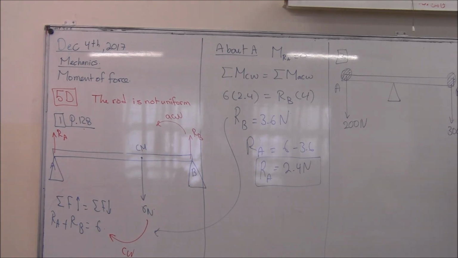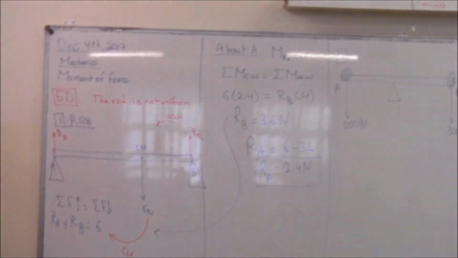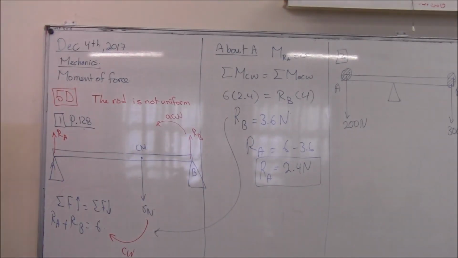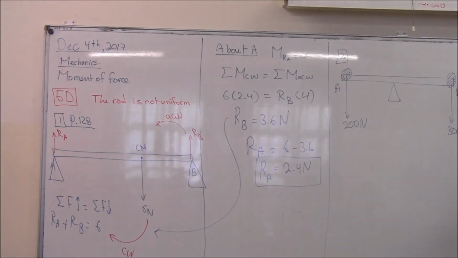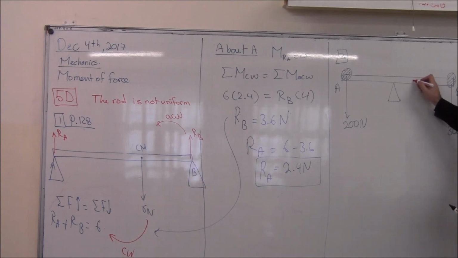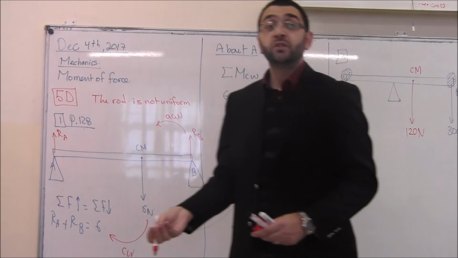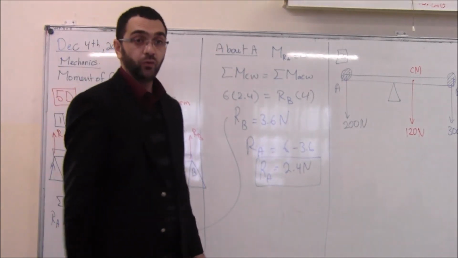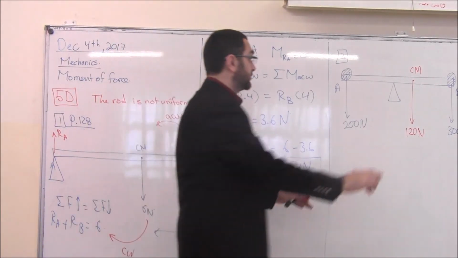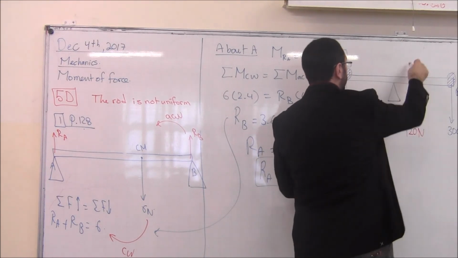By modeling the plank as a rod, we have to find the center of mass. We are not given where the center of mass is, so it's not uniform, and I can't place it anywhere. Let me place it here. This is the center of mass of 120 newtons. Is this position known? No. So I have to take the moments about one of the ends, because this position is unknown.